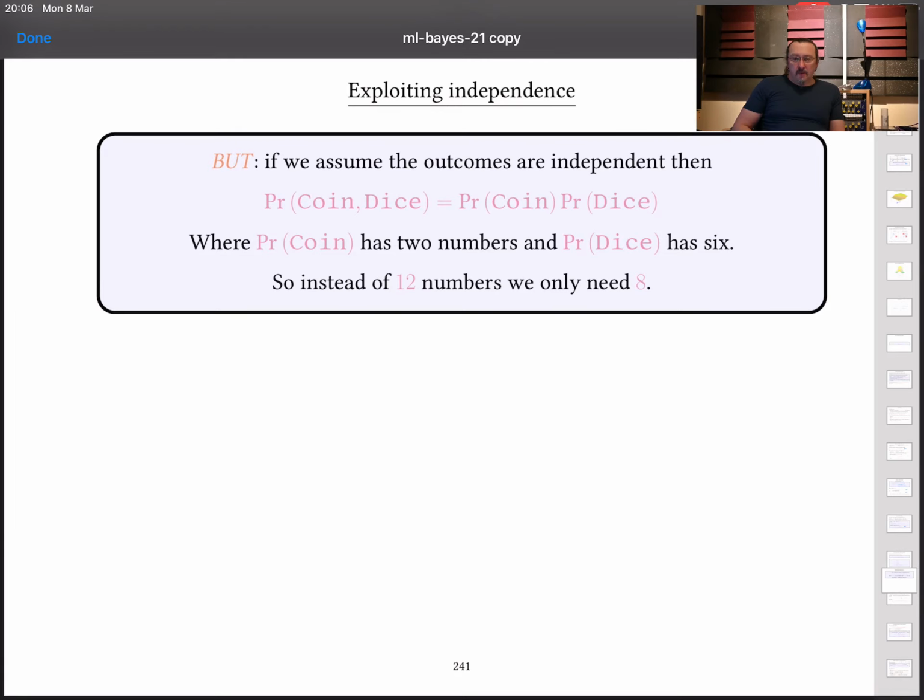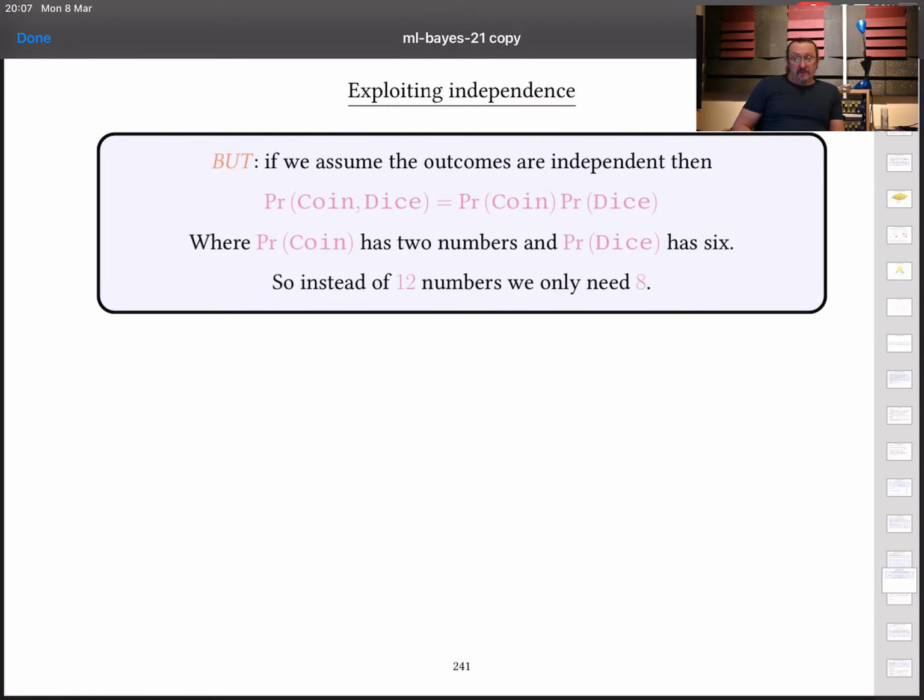So we know that the joint probability here is the product of the individual probabilities for the coin and the die, because the coin and the die are independent of one another. Now the coin, we need two numbers to specify, probability of head, probability of tail, and the die we need 6, so we actually only need 8 numbers there. We got 12 numbers down to 8 by exploiting an assumption regarding independence.